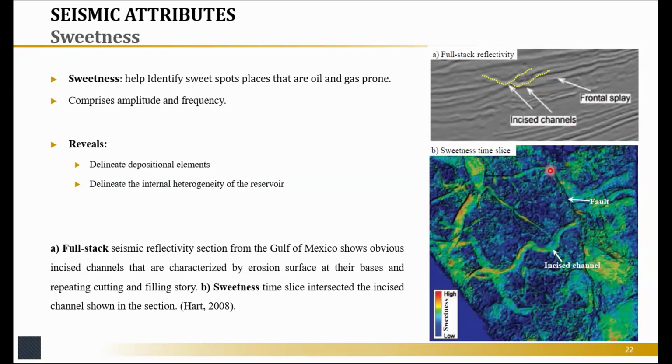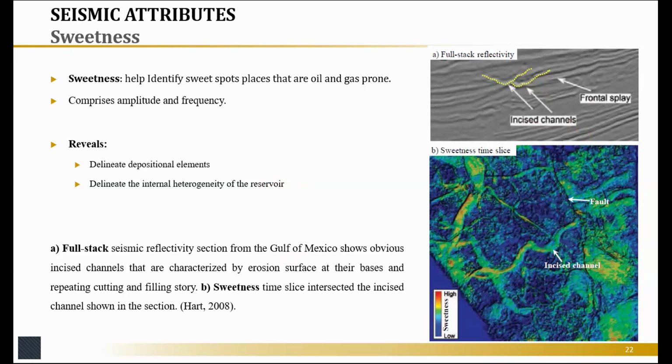So you can see a much clearer image of the incised channels, stratigraphic features, and structural features. Within the stratigraphic features, you can find that some of the amplitudes are very high and some of them are very low. So it expresses some change in the quality or the thickness of the reservoir.